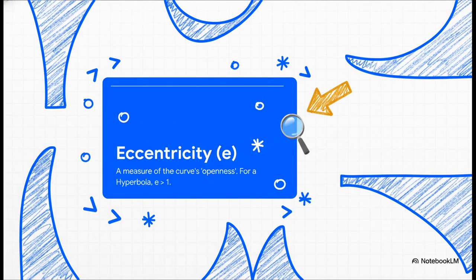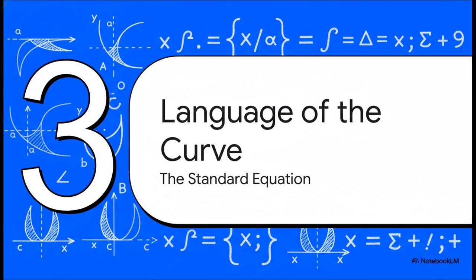So you might be wondering, is there a way to describe how wide or open a hyperbola is with just a single number? Yep, there is. It's called eccentricity, and we use the letter e for it. And for every single hyperbola that has ever existed or will ever exist, there's one golden rule. e is always bigger than 1. Always.